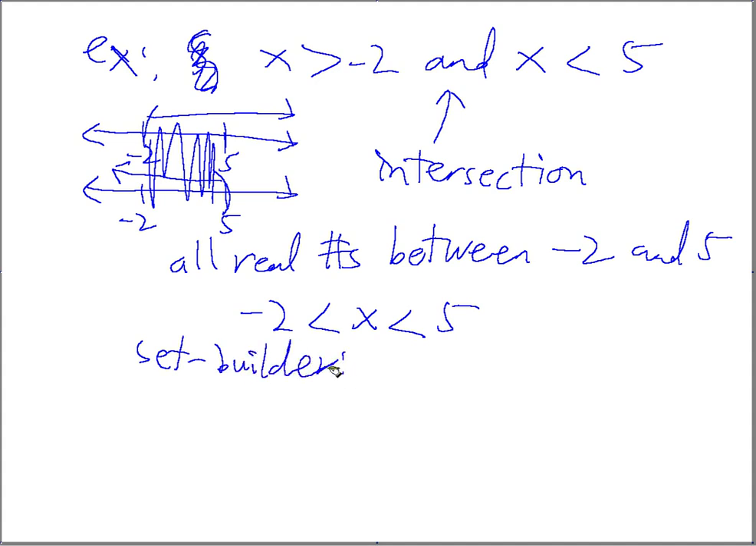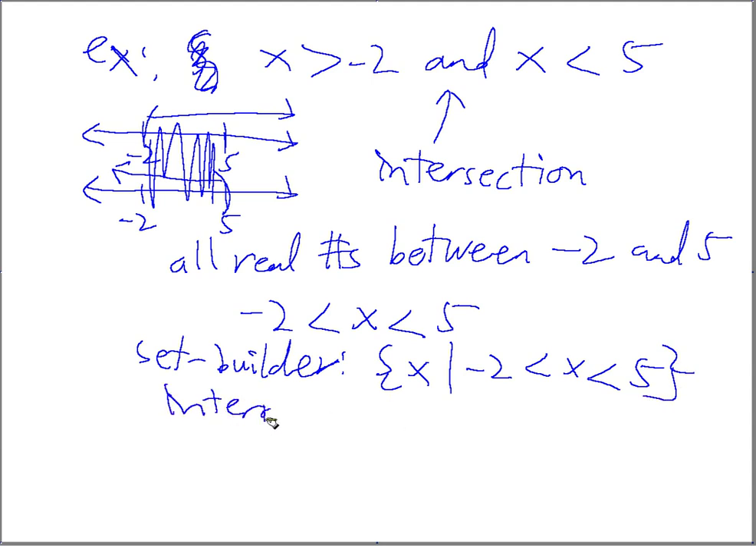Alright, so it's going to be the set of all real numbers x such that negative 2 is less than x less than 5. Alright, no big deal, right? What about interval notation? Interval notation, though, is going to be what?